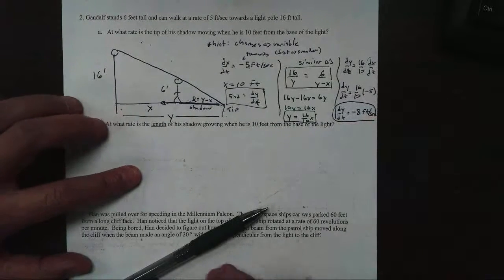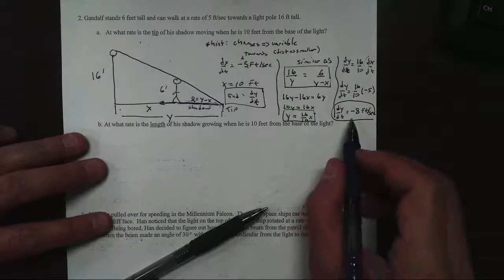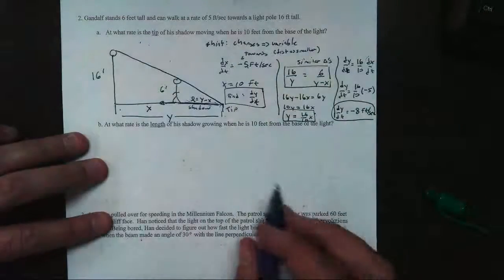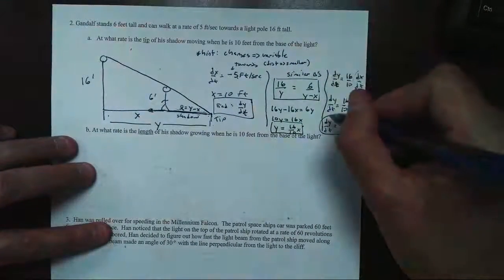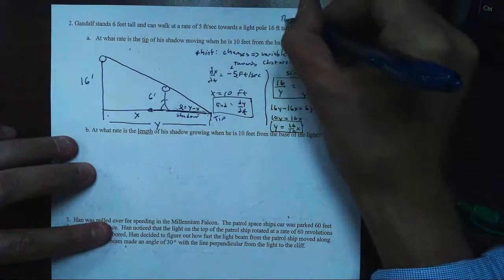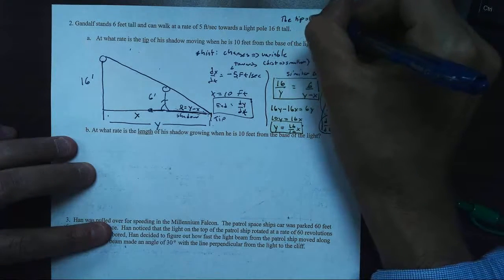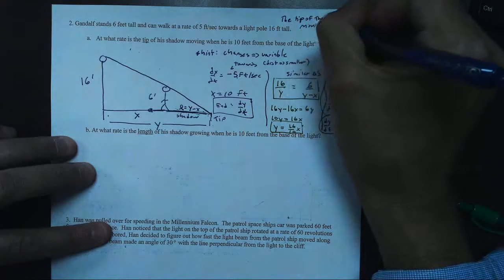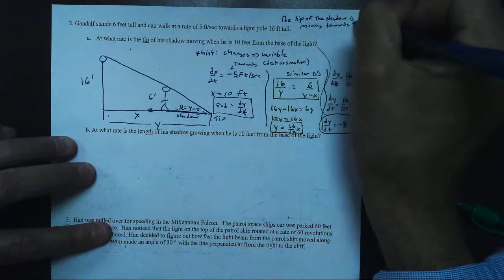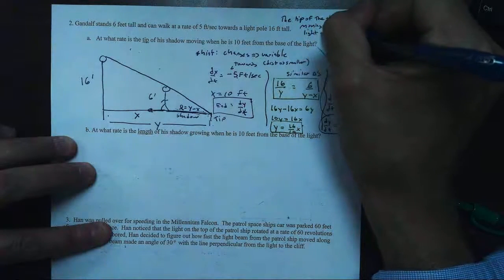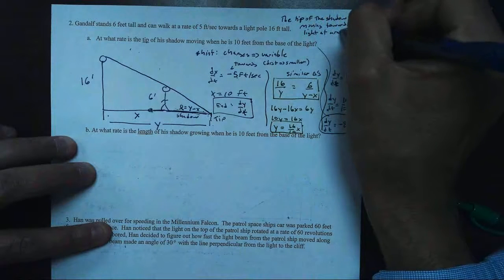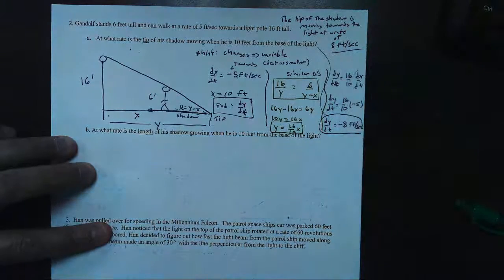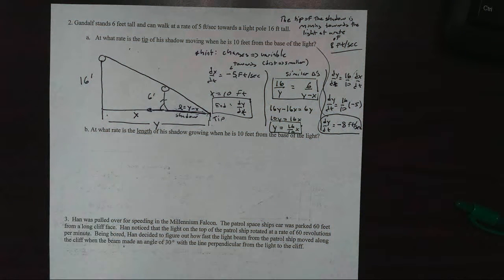So what that's telling me is that the tip of the shadow is heading towards the light at a rate of 8 feet per second. So I'm going to write that over here. I ran out of room, so I'm going to go ahead and write that up here, okay? The tip of the shadow is moving towards the light at a rate of 8 feet per second. And that's what we're going to say there.